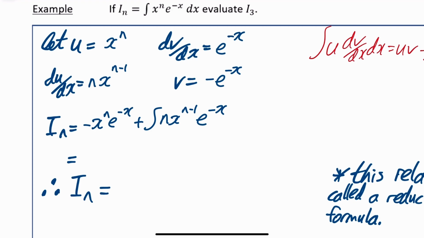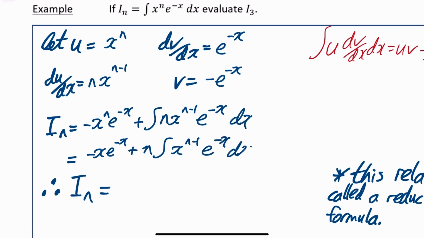Okay, so that's what we have got. I will just change this a tiny bit. I will take the n outside the integral, so it's n times the integral of x to the n minus 1 e to the minus x, and remember your dx, which I'd forgotten a second ago. So that's what we've got.